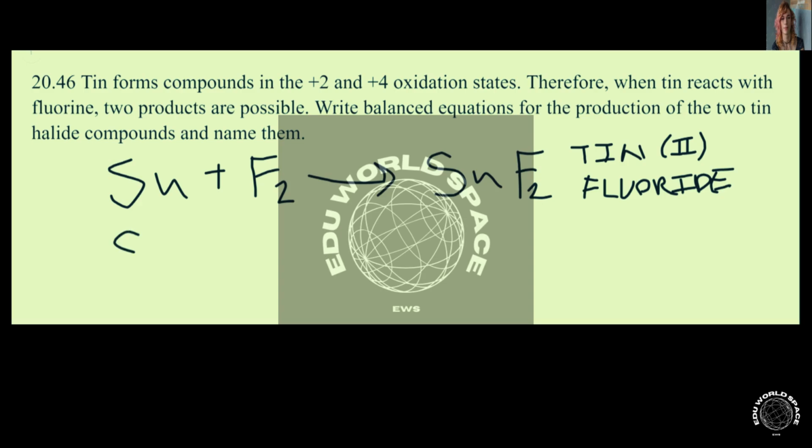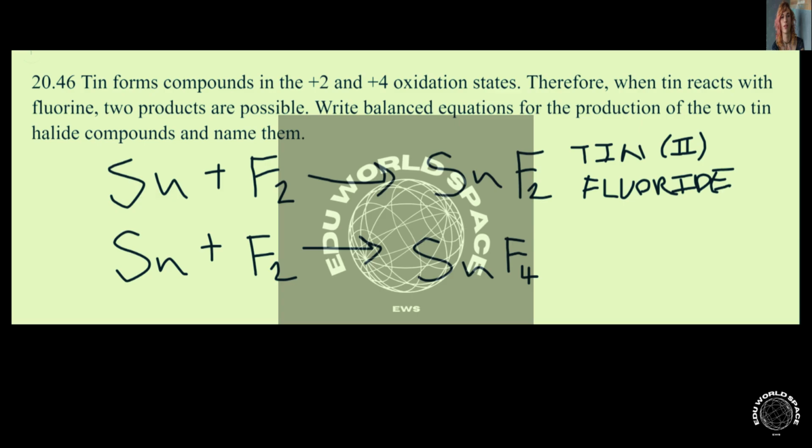Then we again have the same reagents. We have tin and we have fluorine. And this time they're going to form a different tin fluoride. And this time the oxidation state on tin, on Sn, is going to be +4. So because the charge on our anion, our fluoride ion, is -1, and the charge on our cation is +4, we're going to need 4 of our anion to counter the charge on our cation. So the formula for this compound is SnF4.